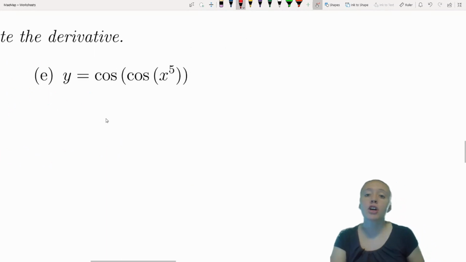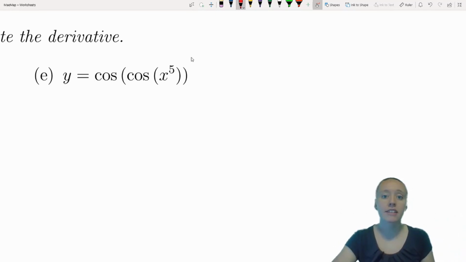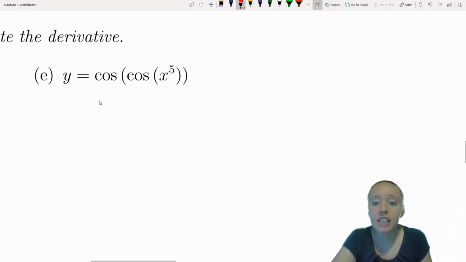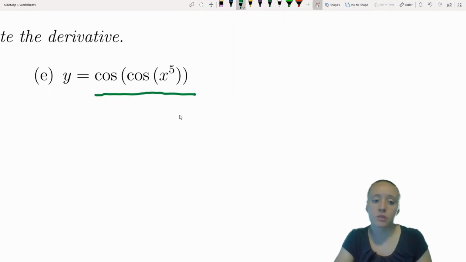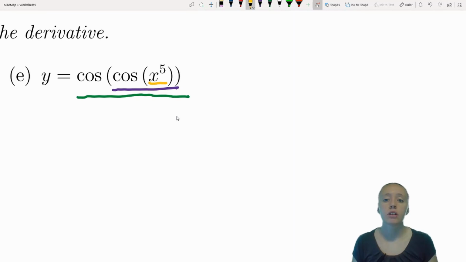Now for part E, we have the cosine of x to the 5th. What's our outermost function? And then we'll work our way inside. So our outermost function, you can see, is going to be that cosine of x to the 5th. And then our next function is going to be the cosine of just that x to the 5th. And then finally, we'll finish out with x to the 5th. So starting with that outermost function's derivative, what's the derivative of cosine? That's going to be a negative sine.